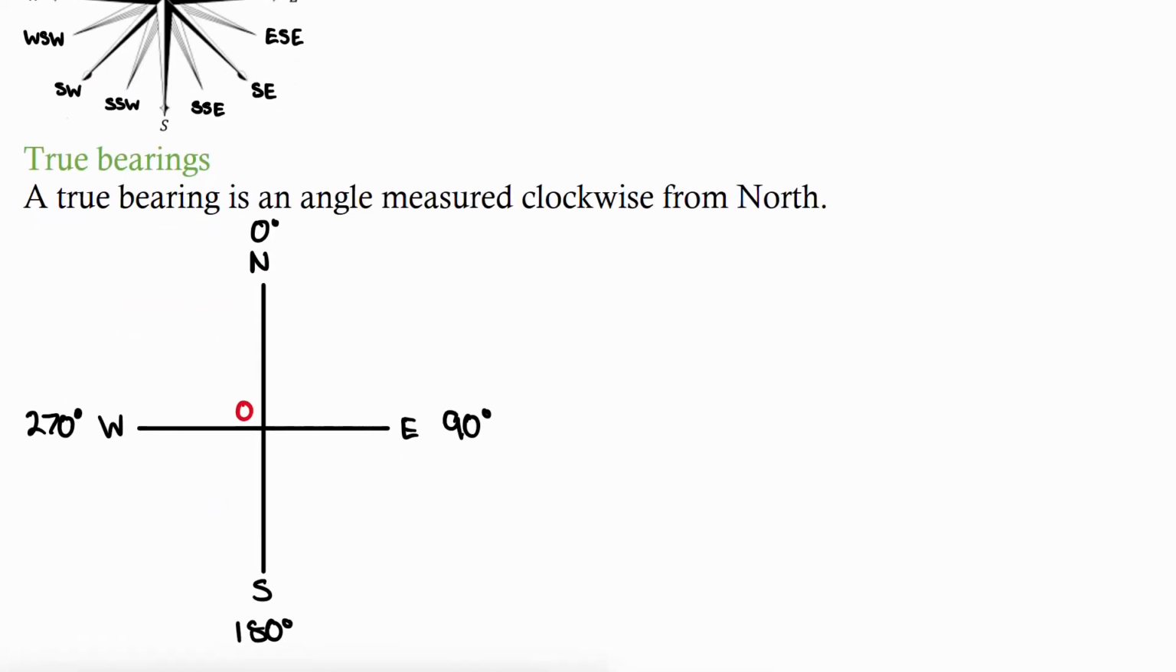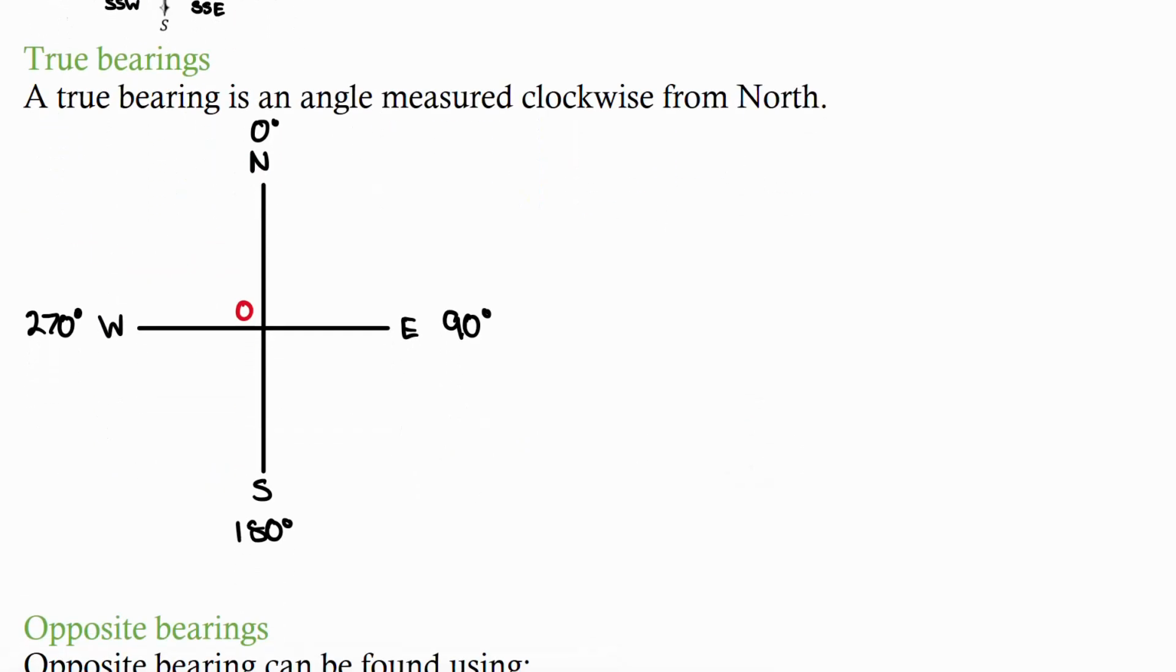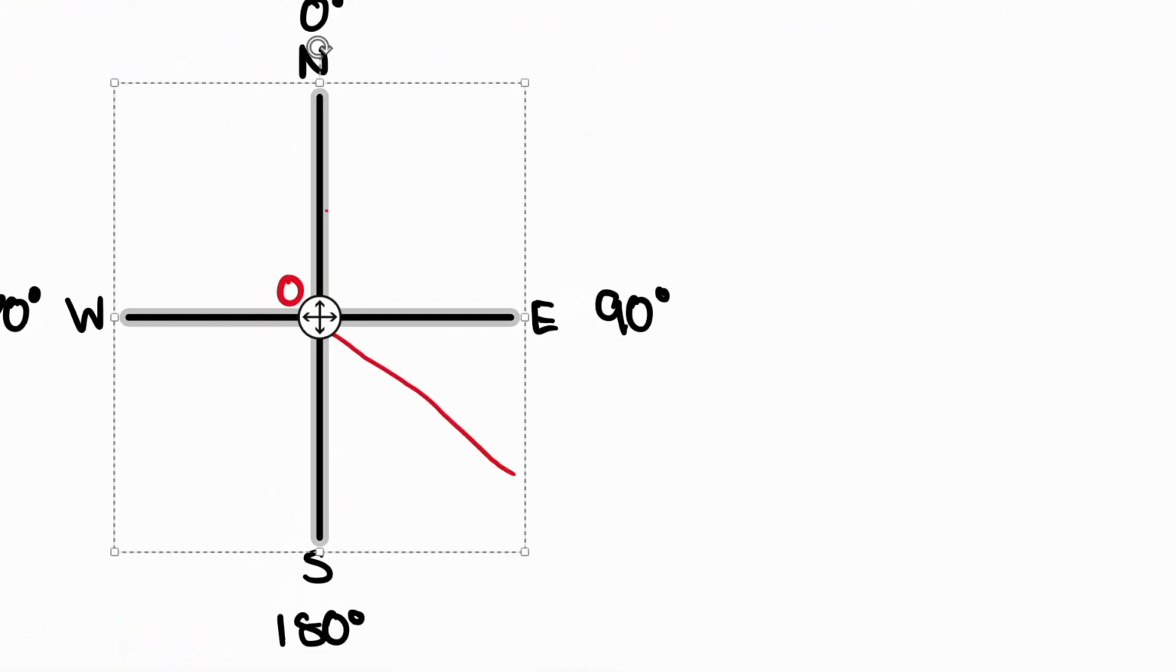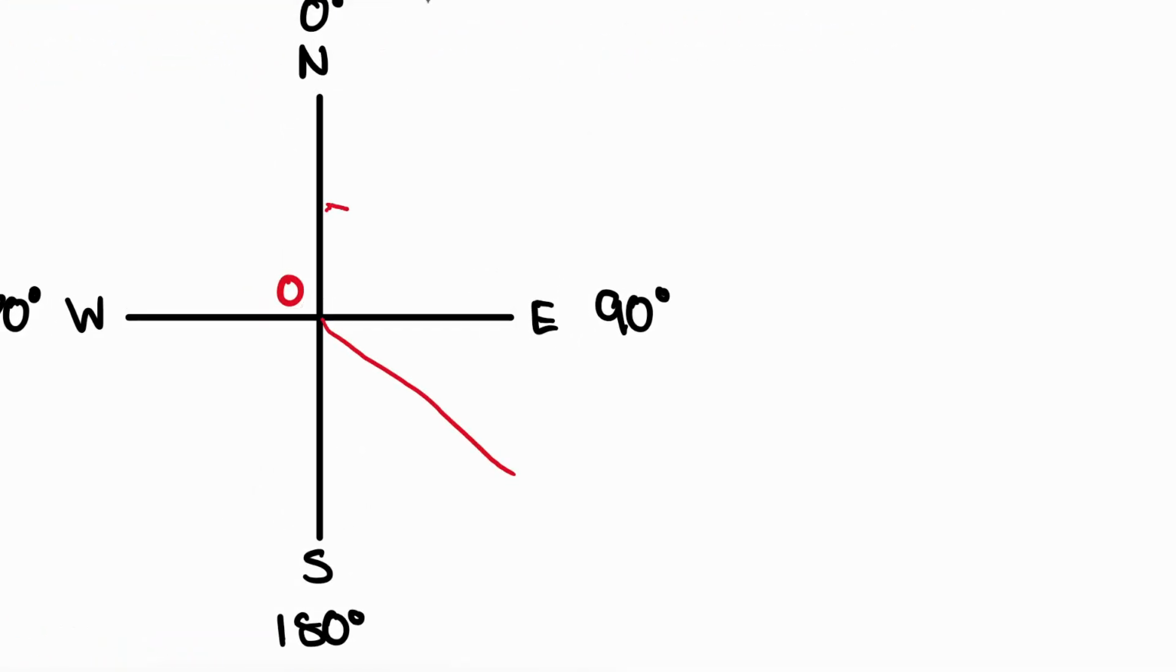We also have something known as true bearings, which most of your problems in mathematics are now going to be given in. This is an angle measured clockwise from north. For example, if I had a line down here and I wanted to find the bearing of that, you always start from your north line and go clockwise around until you hit that line that we drew.